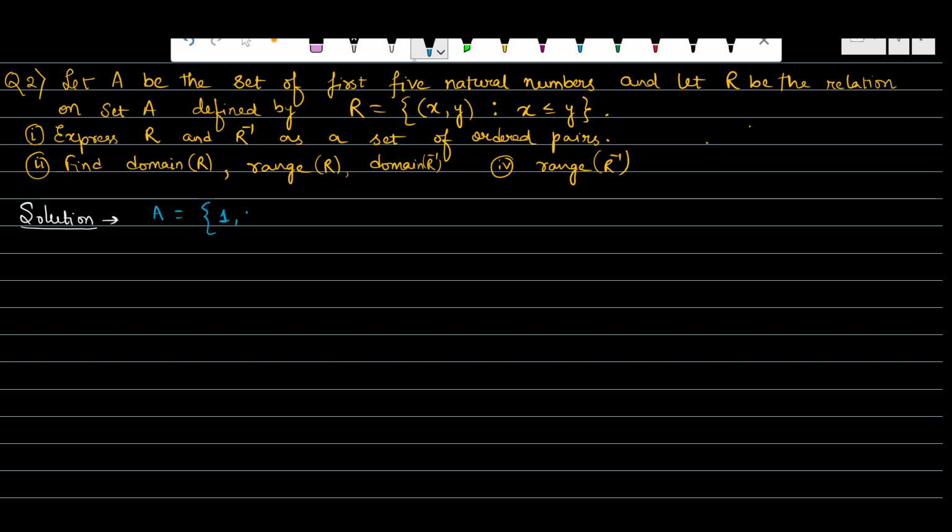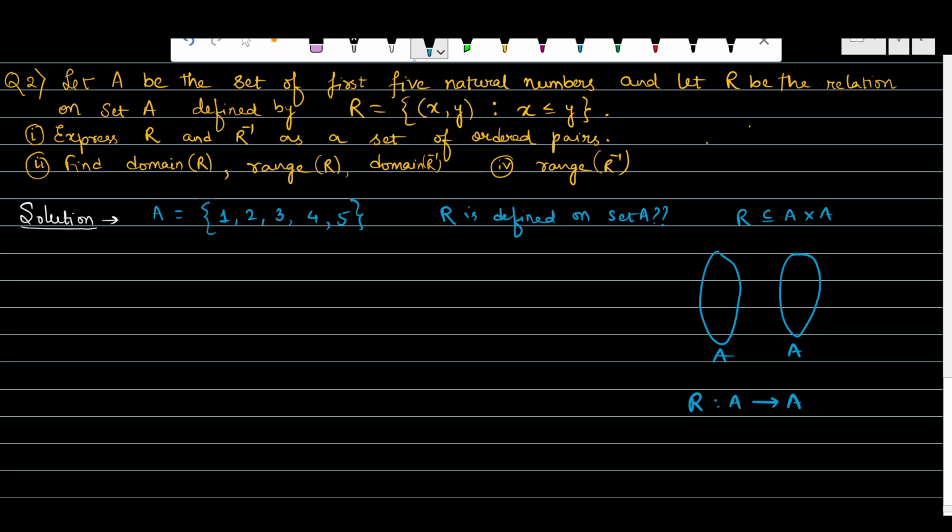Set of first 5 natural numbers, means 1, 2, 3, 4 and 5, and let R be the relation defined on set A. So R is defined on set A. Now what does this mean? R is a subset of A cross A, means R goes from set A to set A itself. This is the meaning, right? And here A contains first 5 natural numbers, right?